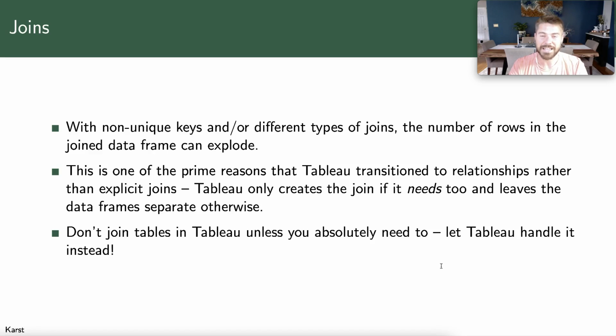So the big idea is let Tableau deal with things if we can: use relationships where you can, and use joins where you can't. We're going to see an example here in a moment where we don't really have a choice in the matter. We have to use a join because the relationship won't work, but where we can, we should allow Tableau to make the choice for us.